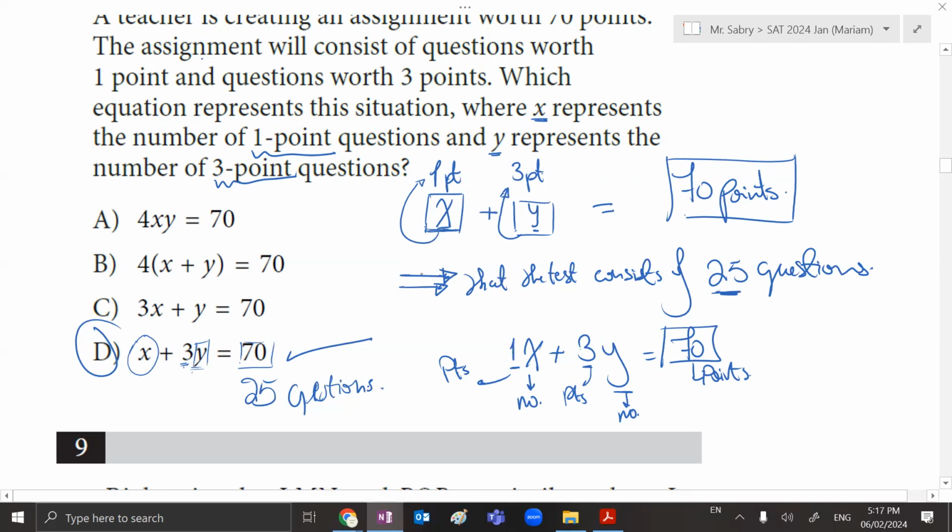No, I'm saying the same question and the same situation, and then I added another piece of information: that the test consists of 25 questions, not points. How can I represent this with another equation? Or what here represents the number of questions? Nothing. What does the x represent? A number of questions. So is there division? No.